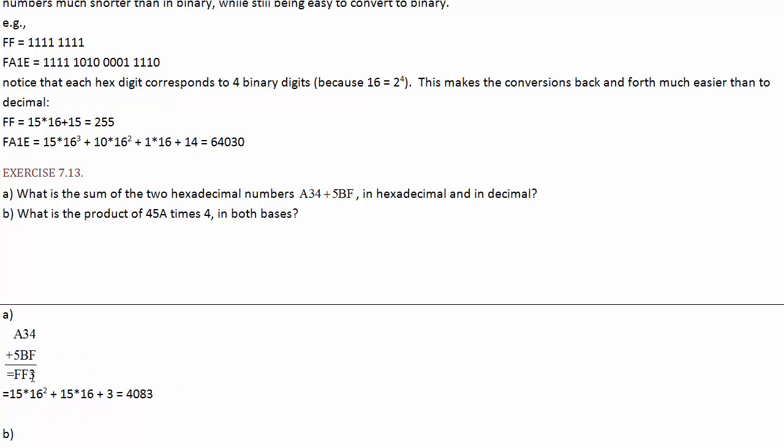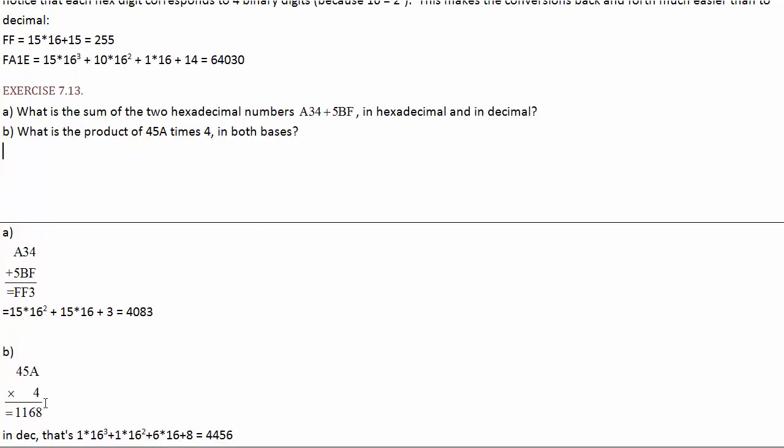Alternatively, we could have converted each of these numbers to decimal and then added that. How about 45A times 4? Well, this is a bit tricky to do if you leave it in hex. You can convert both numbers to decimal and then just multiply them if you want. In hex, let's stretch our computer muscles here and try and calculate this out.